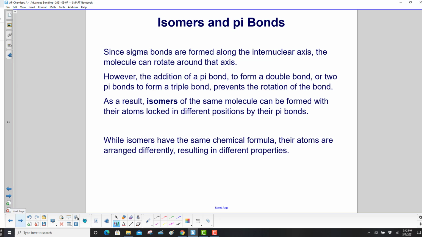Since sigma bonds are formed along the internuclear axis, the molecule can rotate around that axis. However, the addition of a pi bond to form a double bond, or two pi bonds to form a triple bond, prevents the rotation of the bond. As a result, isomers of the same molecule can be formed with their atoms locked in different positions by their pi bonds. While isomers have the same chemical formula, their atoms are arranged differently, resulting in different properties.